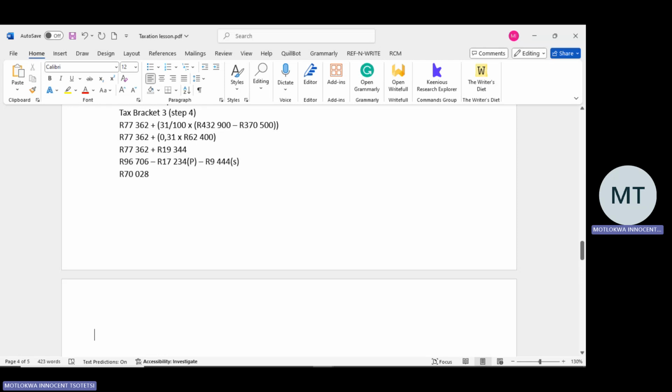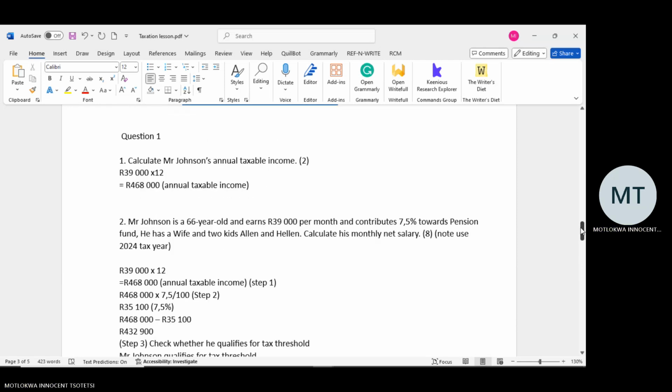We are not done because we also have the medical credits that we need to calculate, guys. Under the medical credits, you can simply do your calculations aside on a separate paper or a scribbler. Remember that Mr. Johnson, the statement says he has a wife and 2 kids.